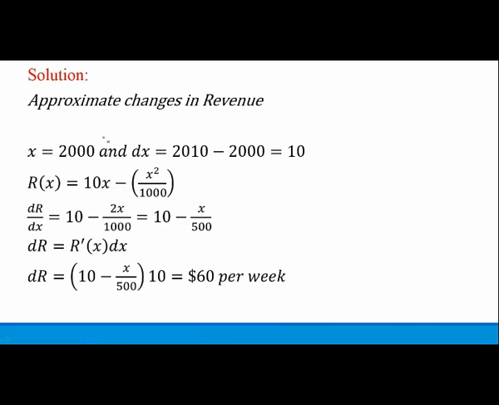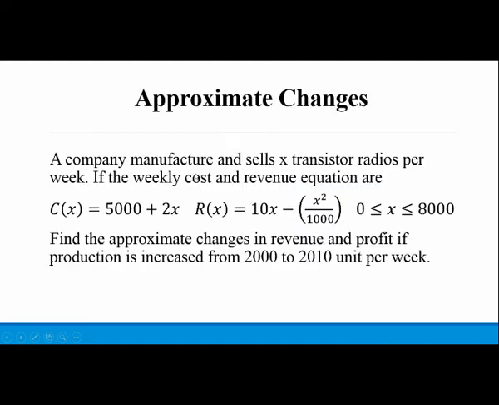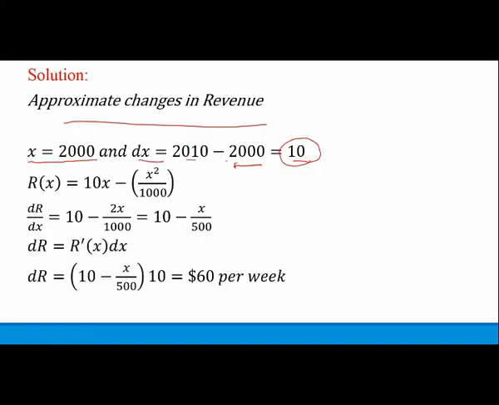First we want to find the approximate change in revenue. Let's say x is 2000, and dx, the difference for x, is 2010 minus 2000, which becomes 10. The difference is what you get from 2010 minus 2000, because we want to find the increase in production from 2000 to 2010. So we want to find the difference, big minus small: 2010 minus 2000 becomes 10.